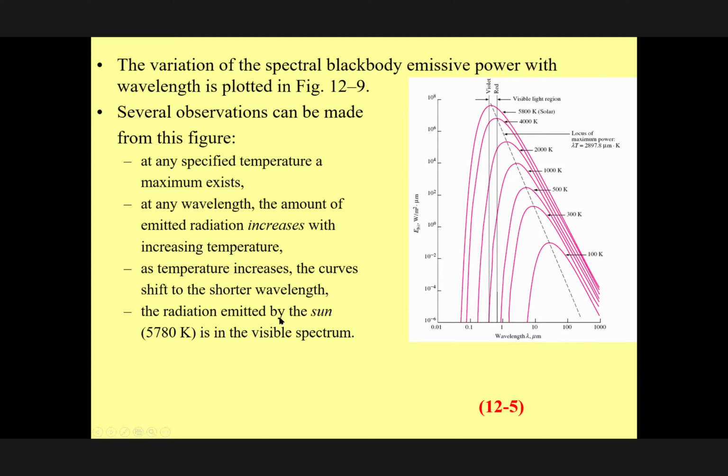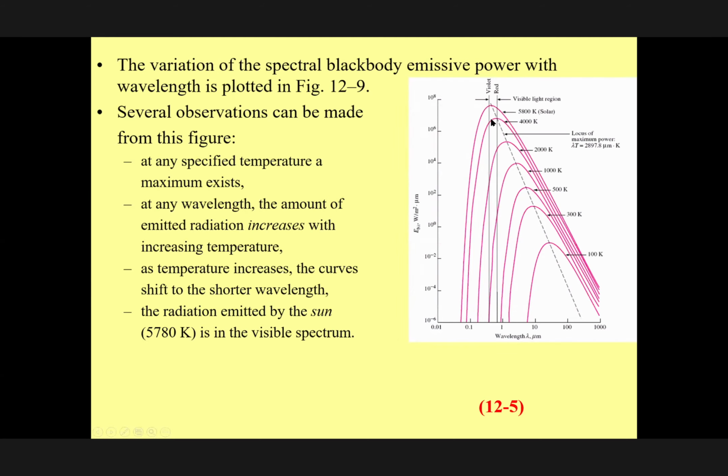The radiation emitted by the sun is in the visible spectrum. That's why, look at here, it mentioned this range that we can see. It mentioned the temperature coming from the sun. It is exactly the maximum, and that's representing the visible range that we can see, okay?